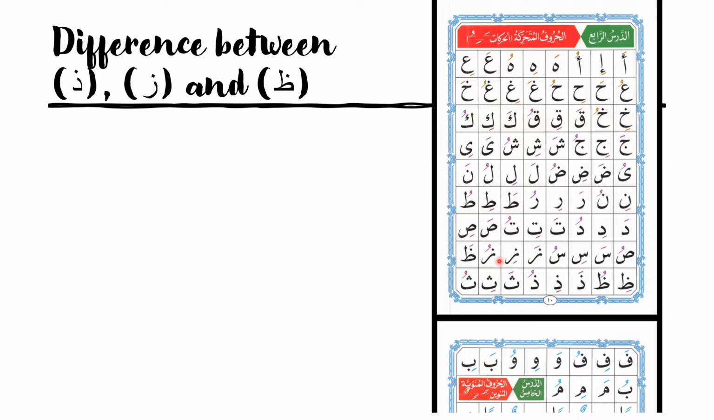Za, zi, zu, va, vi, vu, dha, dhi, dhu. So za fatha za, kasra zi, dhamma zu. Va fatha va, kasra vi, dhamma vu. Dal fatha, dal kasra, dal dhamma. So this is with the harakat. Again, thin tongue in, thick tongue out, thin tongue out.